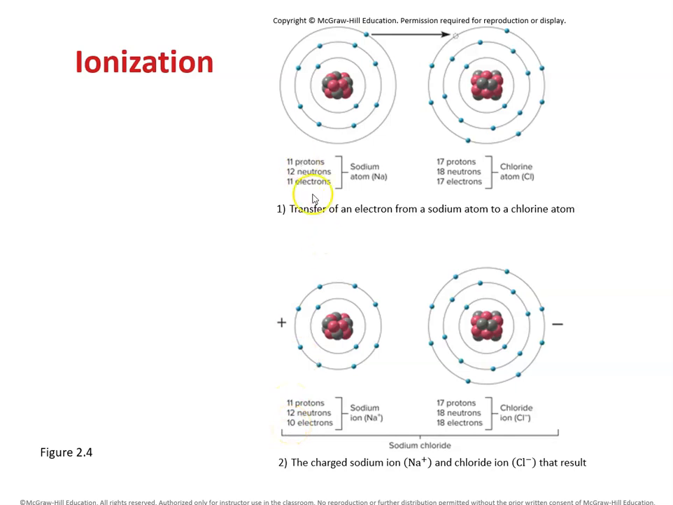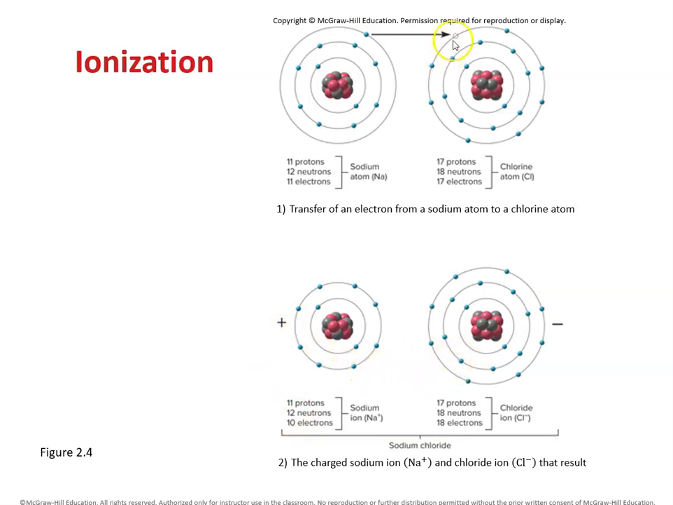Okay, keep in mind our protons didn't change. This is still sodium. Our electrons changed. We went from 11 to 10 as that outside electron was given away. So now we have 1 extra positive charge compared to the negative electrons. So we can say this is a positive ion.